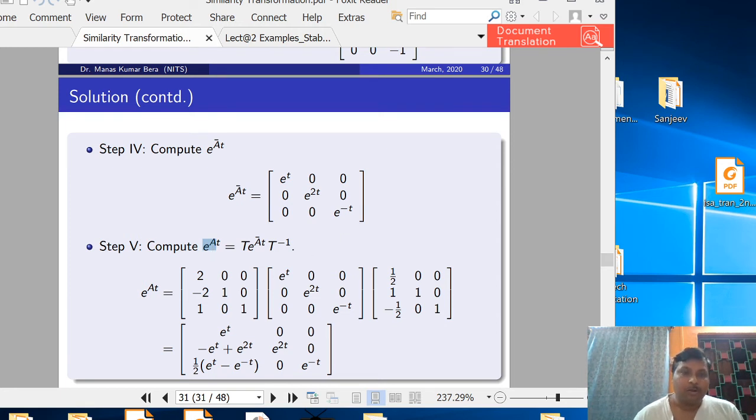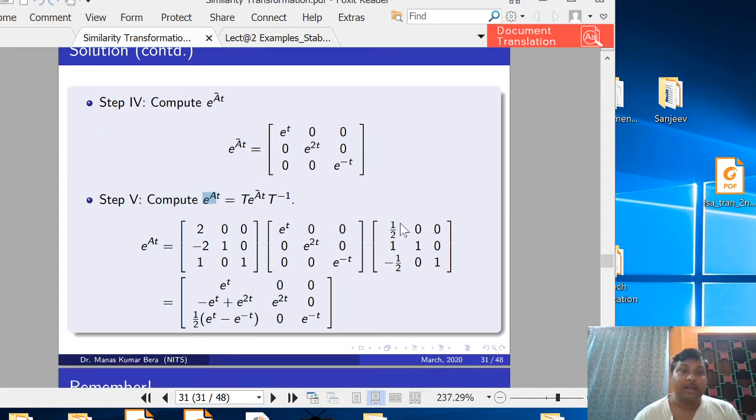So now this is the T matrix, this is the state transition matrix in the transform domain, the diagonal form, and this is the T inverse. And if you do this operation, the expression you will get is the state transition matrix e to the power At. So this is the process by which you can find out e to the power At.